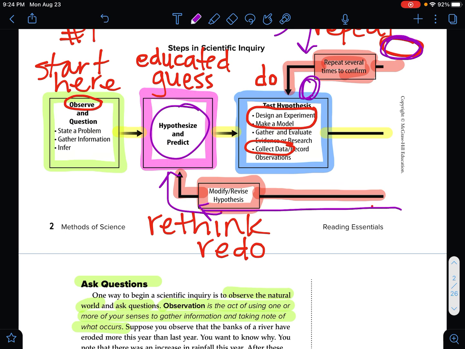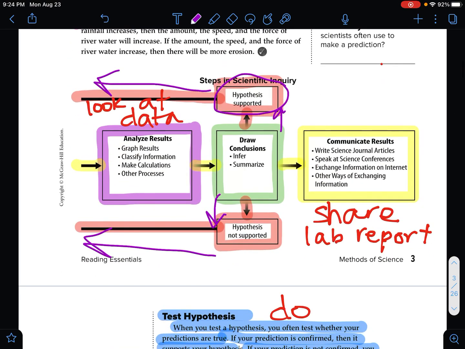I have to look at it again. All right, and maybe make a new hypothesis. I might need to modify or revise my hypothesis. I might need to rethink it, redo it. All right, and then I'm going to continue on the same path that once I have created a new hypothesis, then I'm going to test that hypothesis. I'm going to design an experiment, maybe tweak the experiment I was doing before. And then let's come back down here.